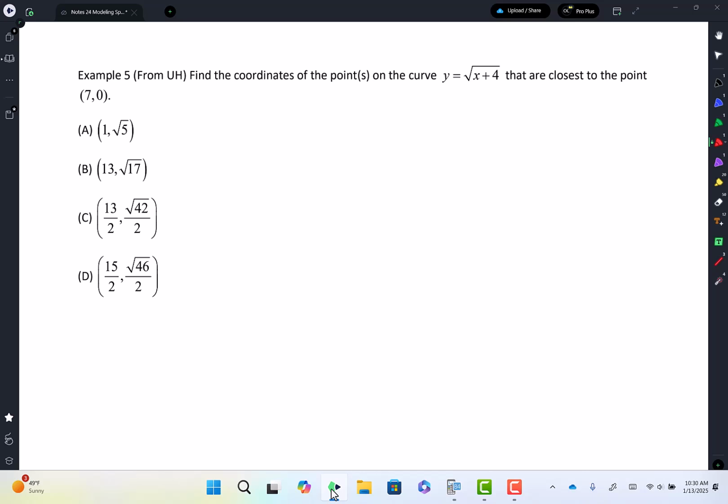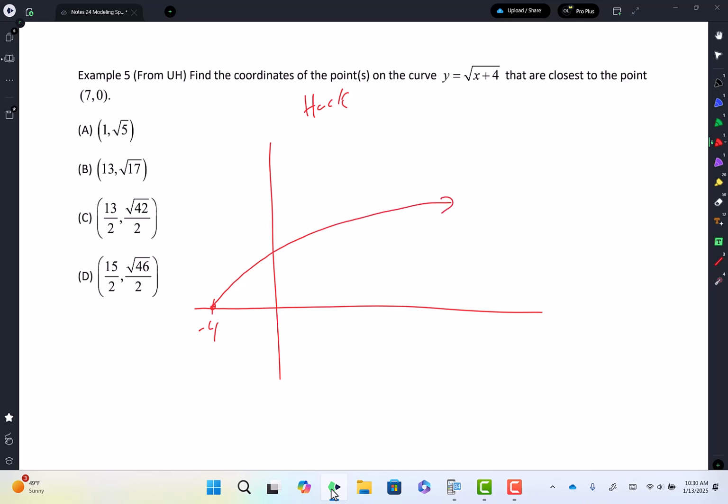Find the coordinates of the point on the curve y equals square root of x plus 4 that is closest to the point 7, 0. Okay, we're going to do a hack on this one because this one can get ugly super fast. So here's how this looks. -4 is over here. And it opens up like that. And then I'm going to say 7, not to scale. 7, 0.